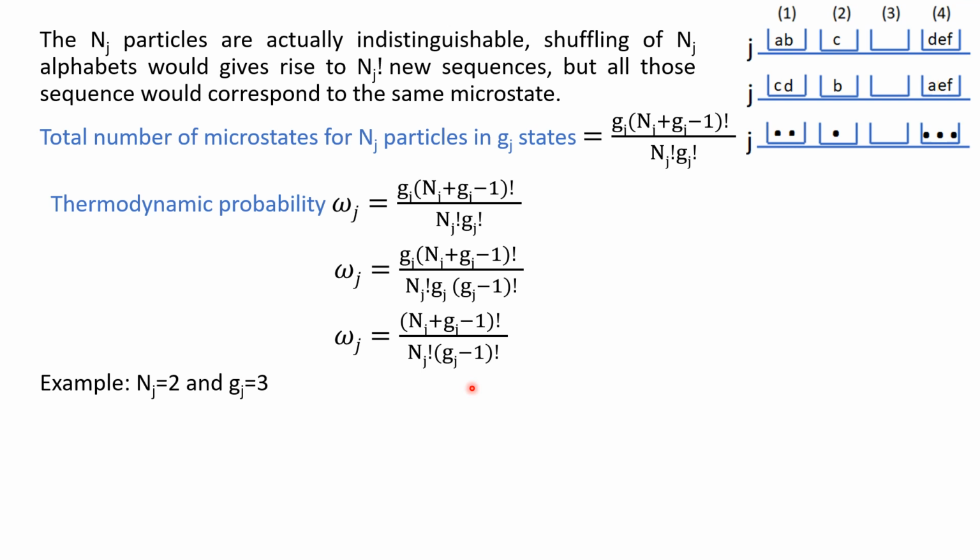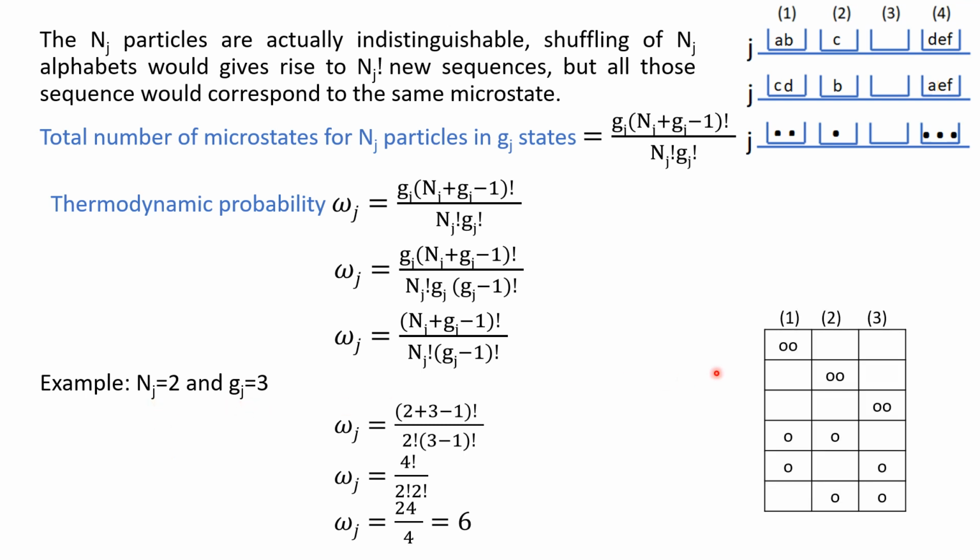Now we can take an example. For example, we have two particles distributed in three energy states. So according to this formula, we have to put Nj is equal to 2, Gj is equal to 3. After the simplification, we have this. So it means we have 6 different possibilities of arranging two particles in 3 energy states.